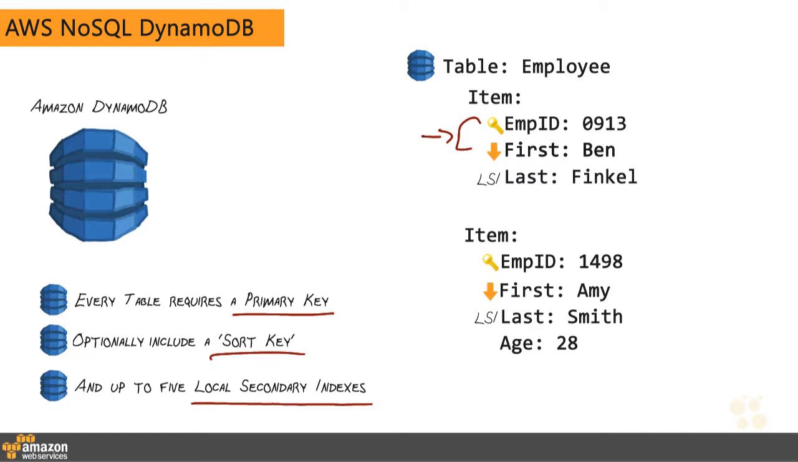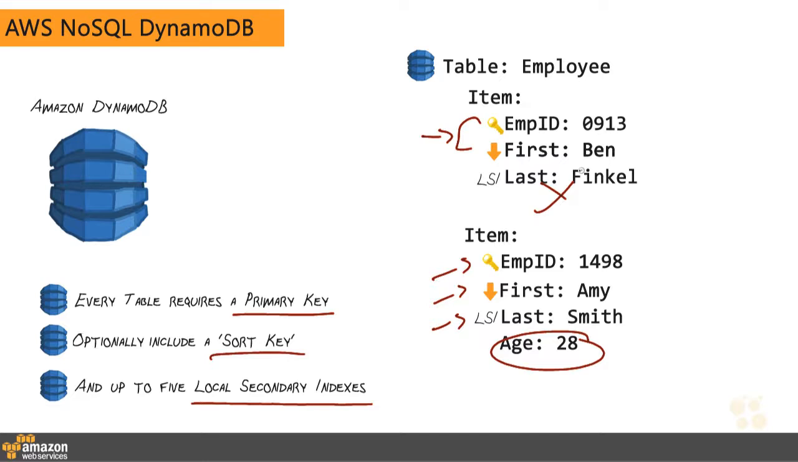So here is my second item that I've indicated in this table, and yes, it's got all of these 3, but then it's got an extra property here. I called it age, which does not exist anywhere on my first item, and that's okay because I don't have age specified as a primary key, a sort key, or an LSI, a local secondary index.